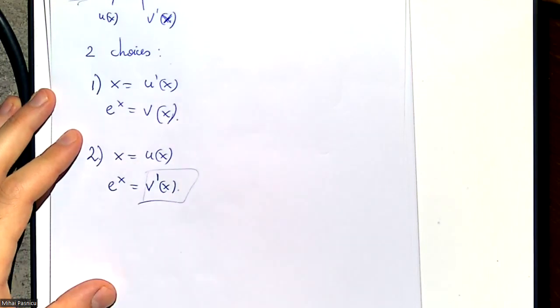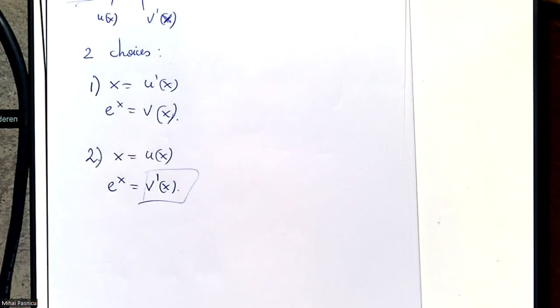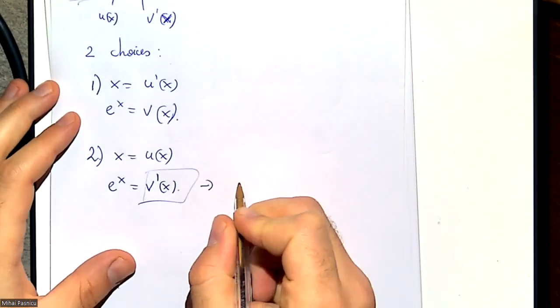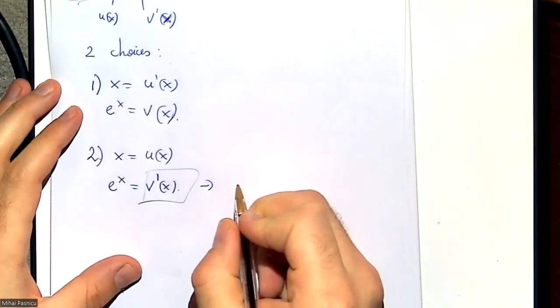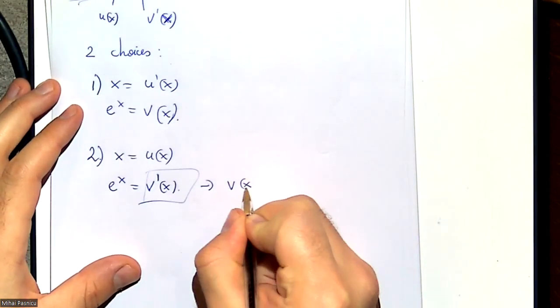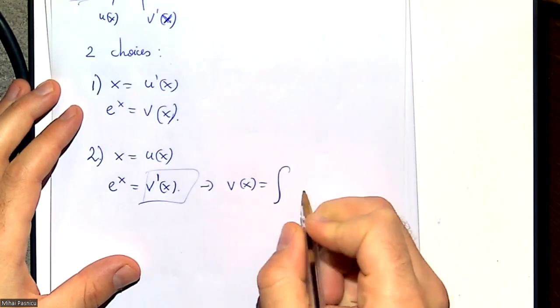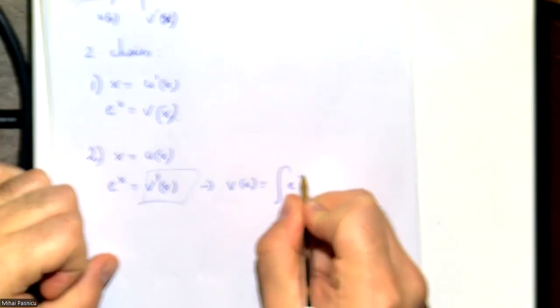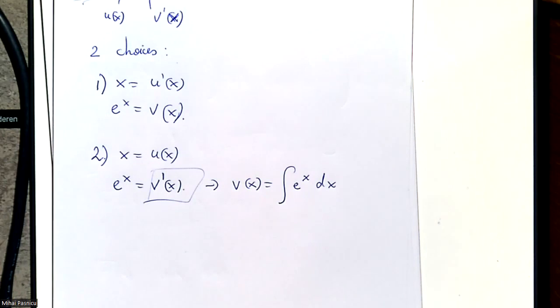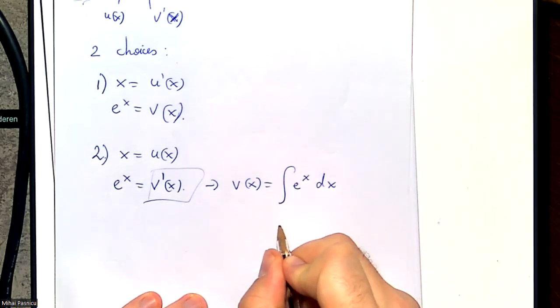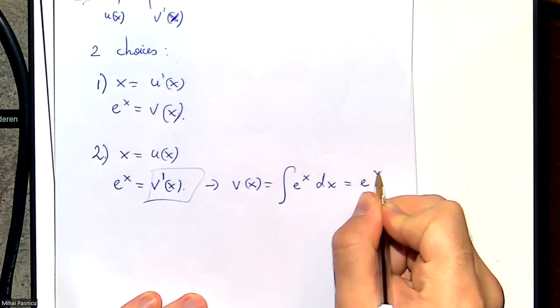Okay, so if v'(x) is equal to e^x, what is v(x) equal to? Yeah, exactly. That is correct. The formula is that v(x) is just equal to the primitive of e^x, the integral of e^x dx. Just the primitive of it. Somebody said e^x, which is correct. This integral is just equal to e^x.